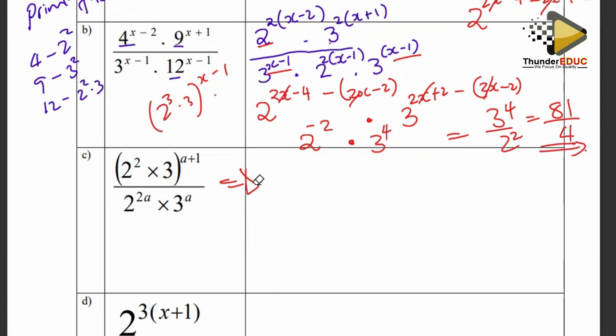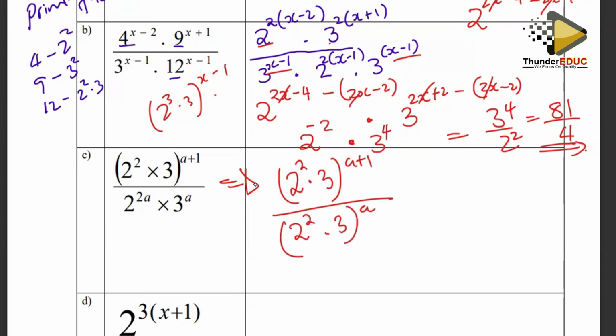The quickest, I'll say: 2 squared times 3 to the exponent of a plus 1. Let me take out this common exponent, and I'll have 2 squared times 3 to the exponent of 1. So I can see that the bases are the same. If the bases are the same, I'll subtract the exponents.